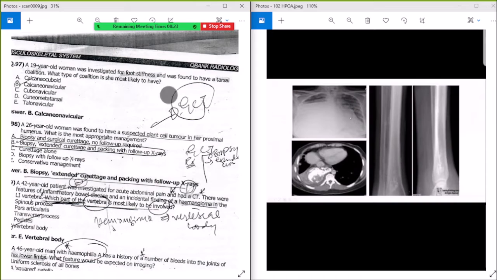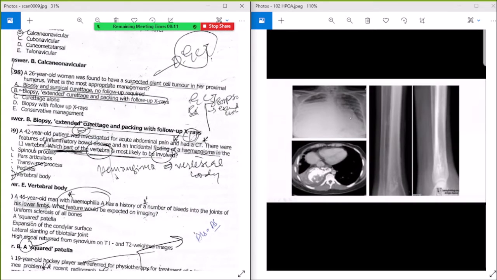What type of calculus is she most likely to have? Calcium oxalate is the most common type of calculus. A 19-year-old woman with a renal calculus. What calculus is she most likely to have? Calcium oxalate.